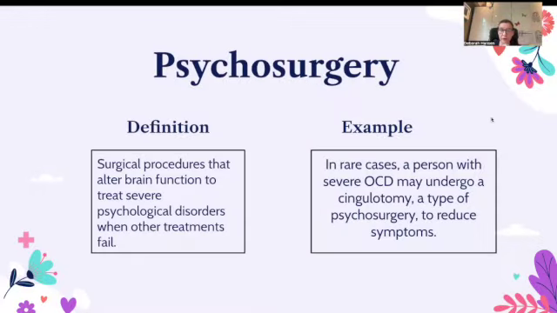Psychosurgery. These are surgical procedures that alter brain function to treat severe psychological disorders when other treatments fail. So, in rare cases, a person with severe OCD may undergo a cingulotomy, a type of psychosurgery, to reduce the symptoms.